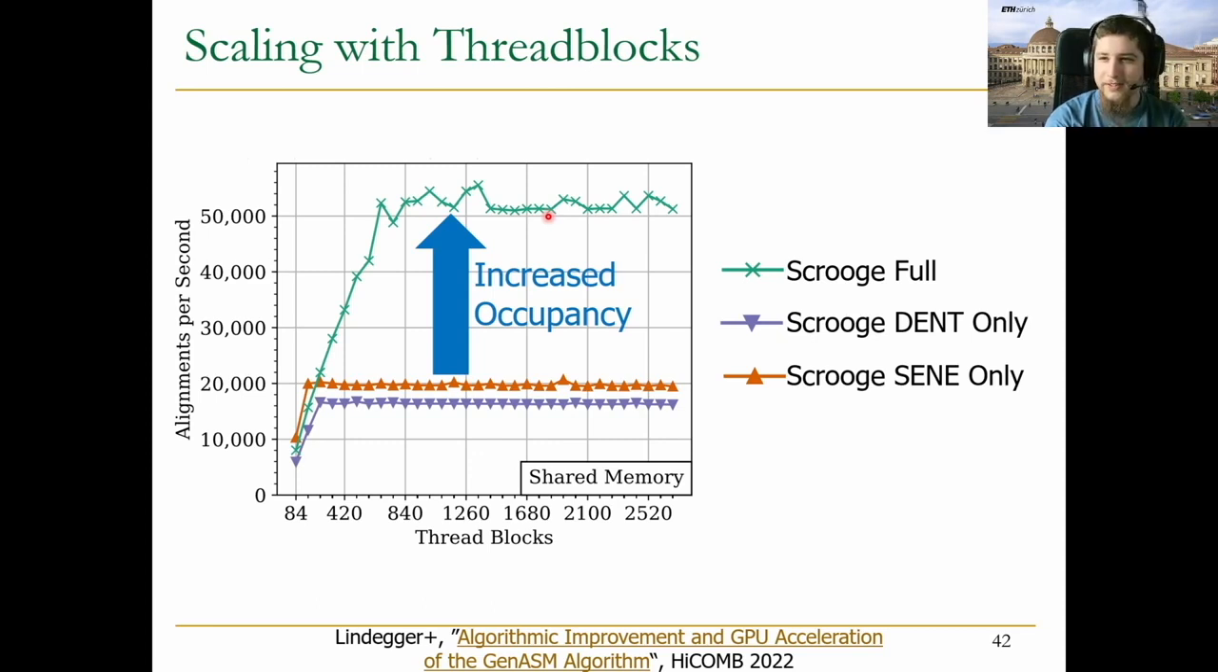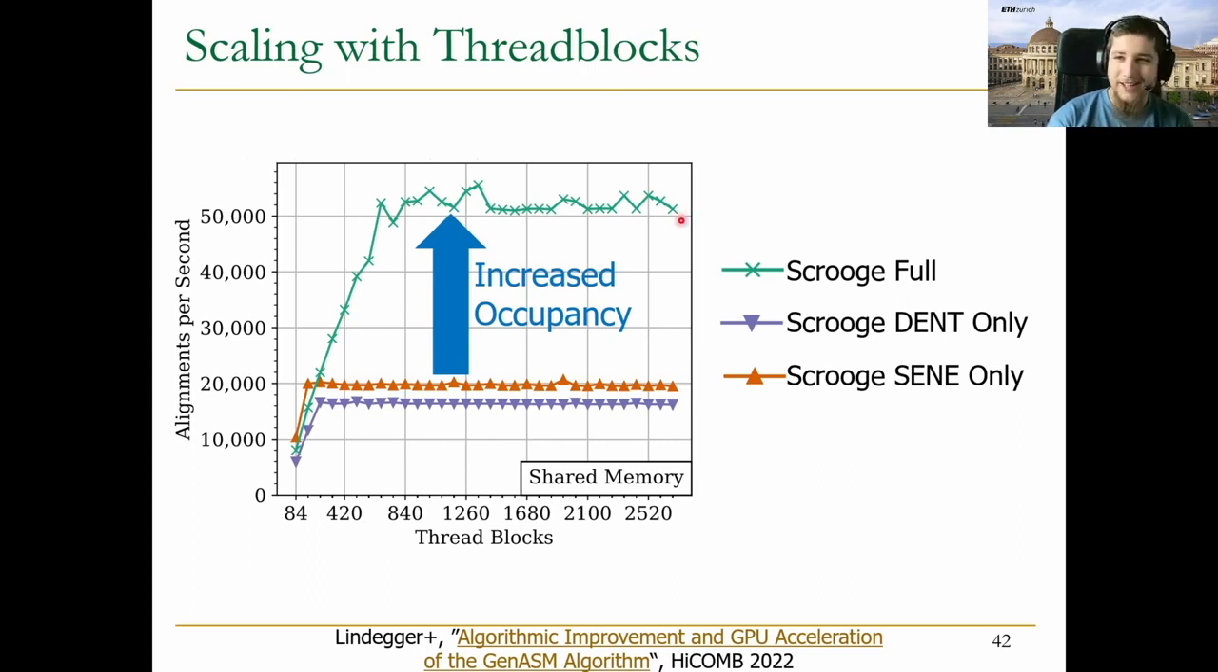So yeah, all these steps together, right? We have our cooperation of many threads in a single thread block, plus multiple algorithmic changes, and together we get decent performance on a GPU.